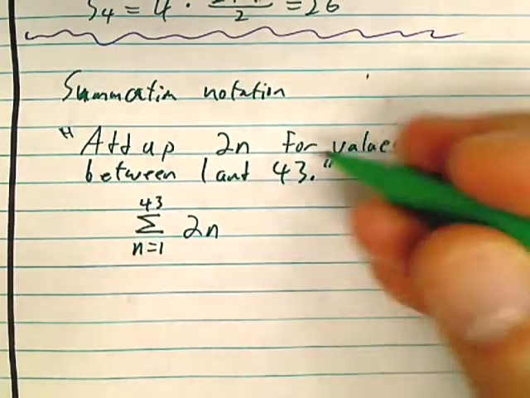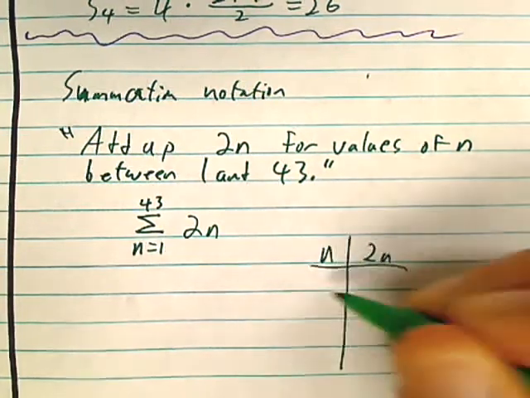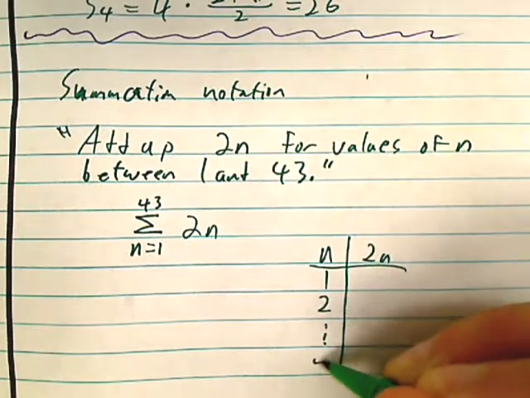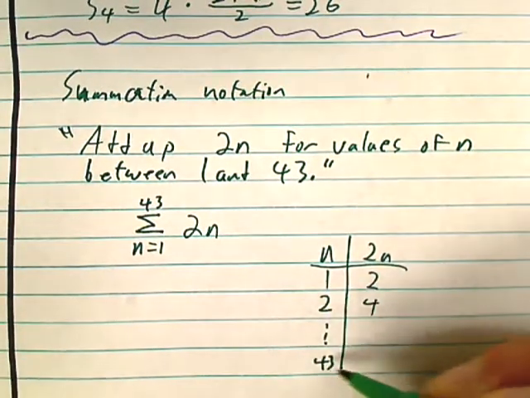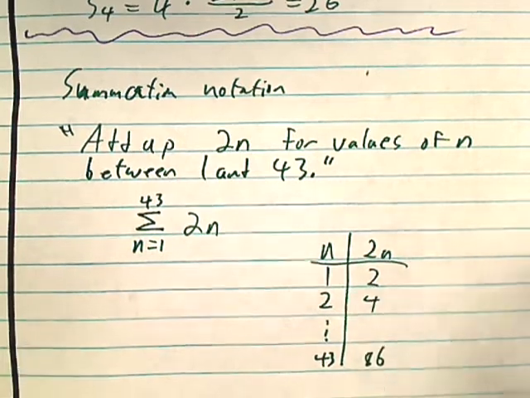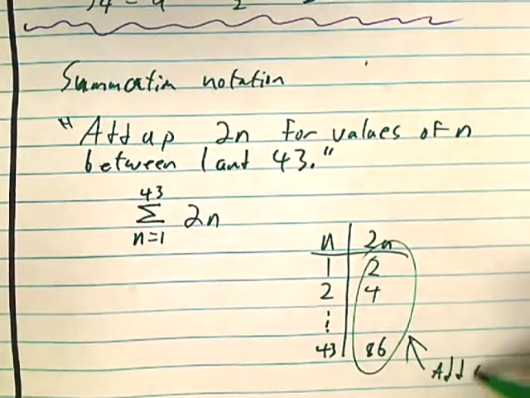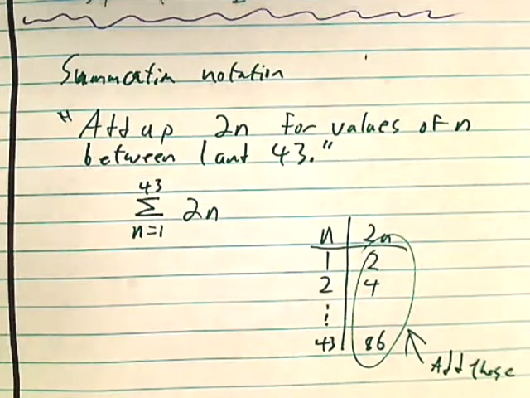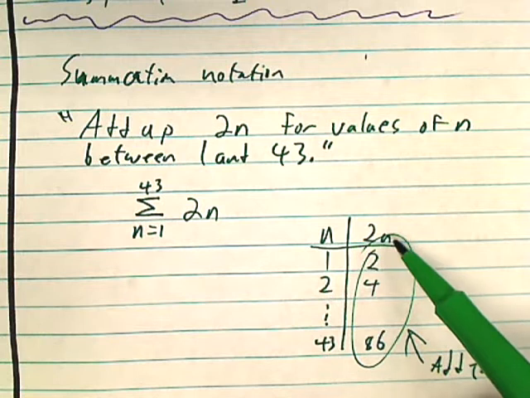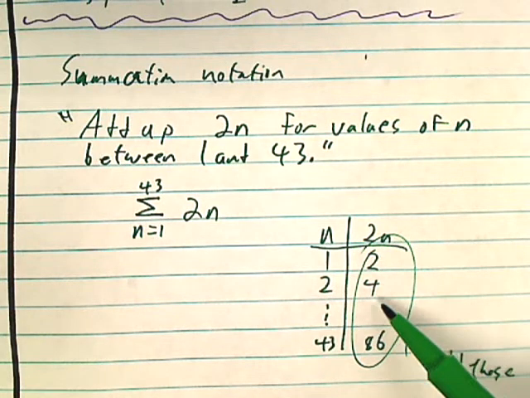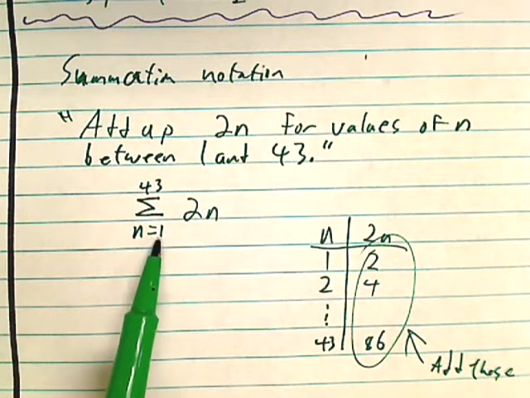Okay, and if I wanted to do this, I'd make a little chart. From 1, 2, all the way down to 43. So 2n, that would be 2, 4, and 2 times 43 is 86. So I would have to add up all these numbers. That's what this and this both mean. If you're going to add up 2n for values of n between 1 and 43, you're going to add up all these numbers. You're going to add up 2n for values from n equals 1 to 43.